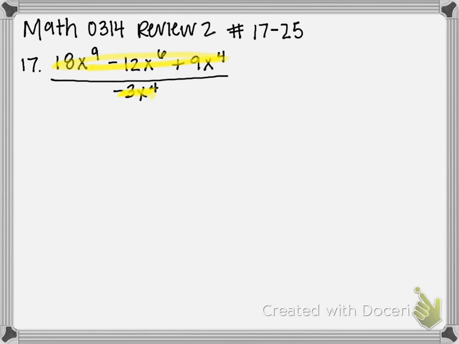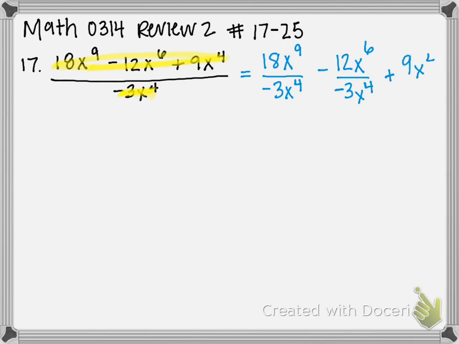So the first thing we want to do is just go ahead and split it up. So we'll have 18x to the 9th divided by our negative 3x to the 4th minus 12x to the 6th divided by negative 3x to the 4th plus 9x to the 4th divided by negative 3x to the 4th. And once we have it split up, we can just go term by term to simplify.